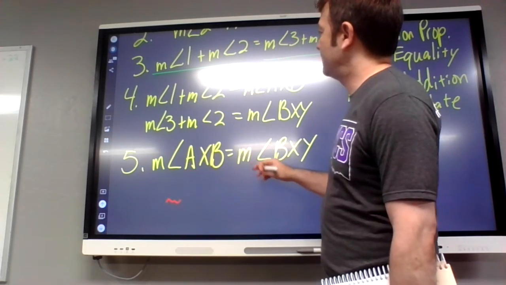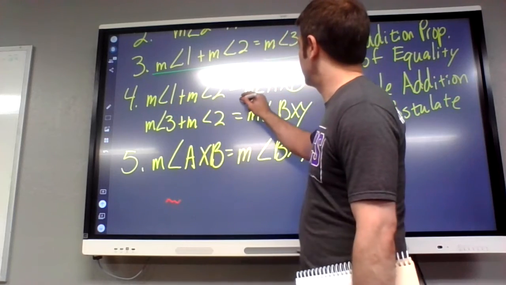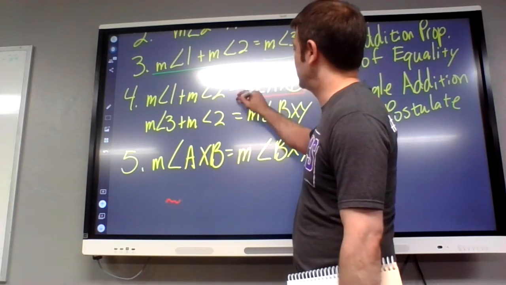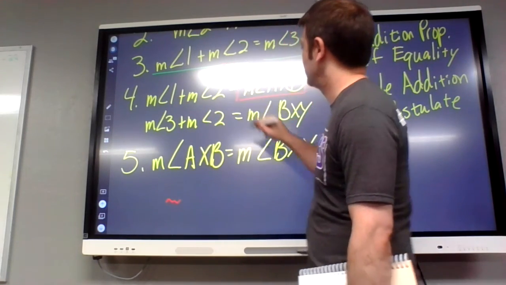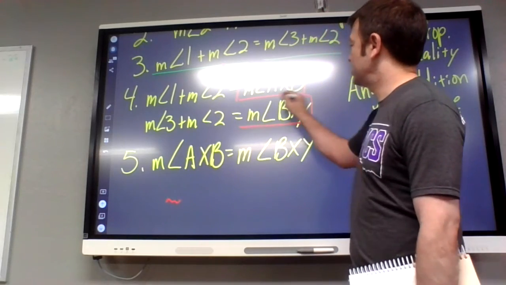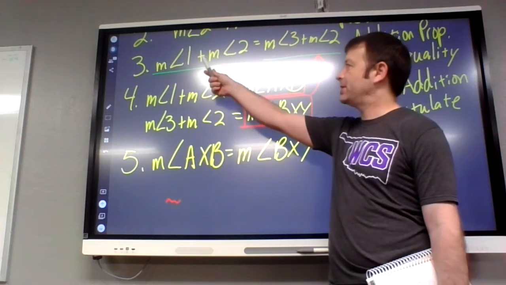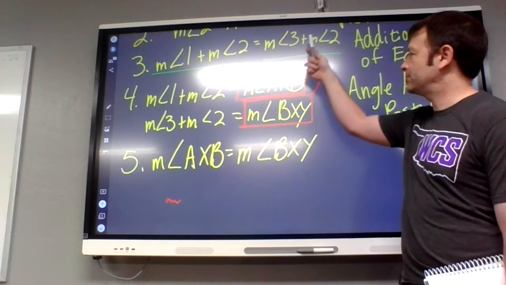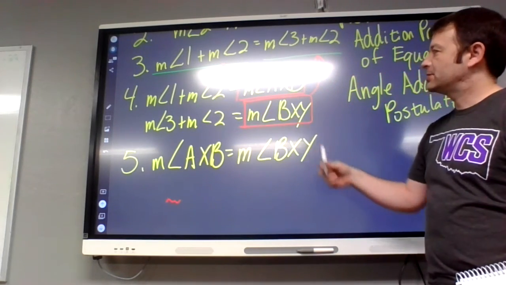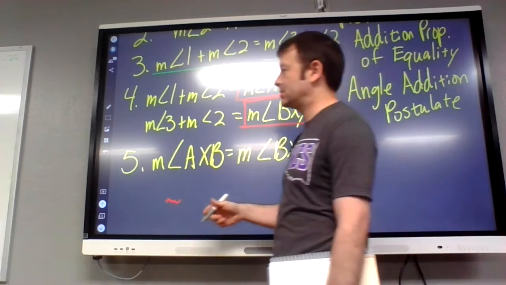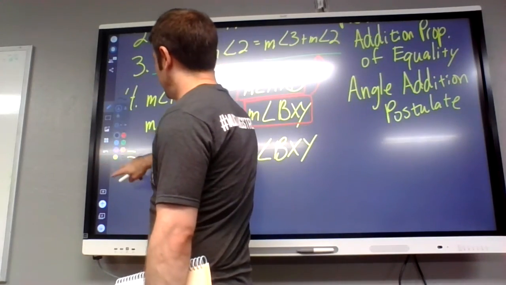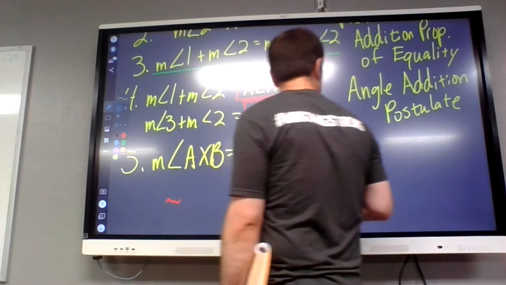Okay. This thing is equal to angle 1 plus 2. This thing is equal to angle 3 plus 2. So I can replace angle 1 plus 2 with this, and 3 plus 2 with that. Substitution, yes. Probably the most used trick in proofs.